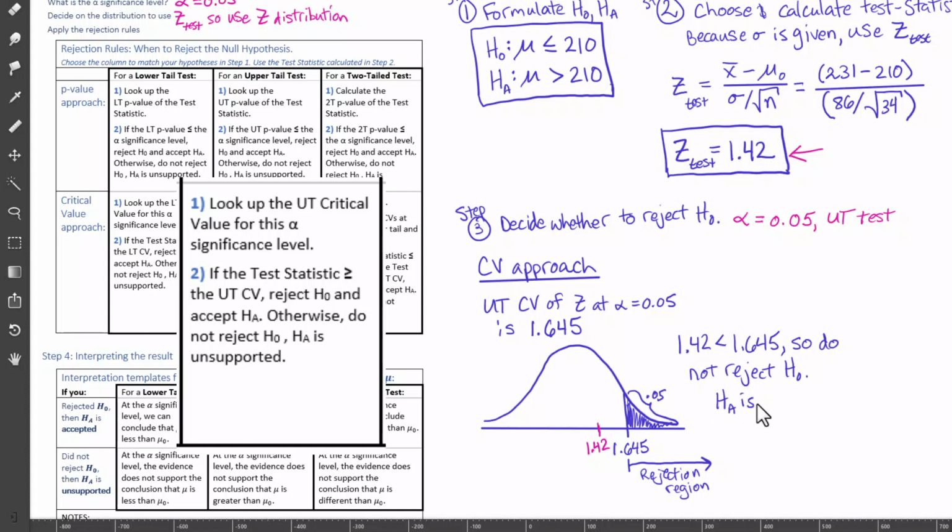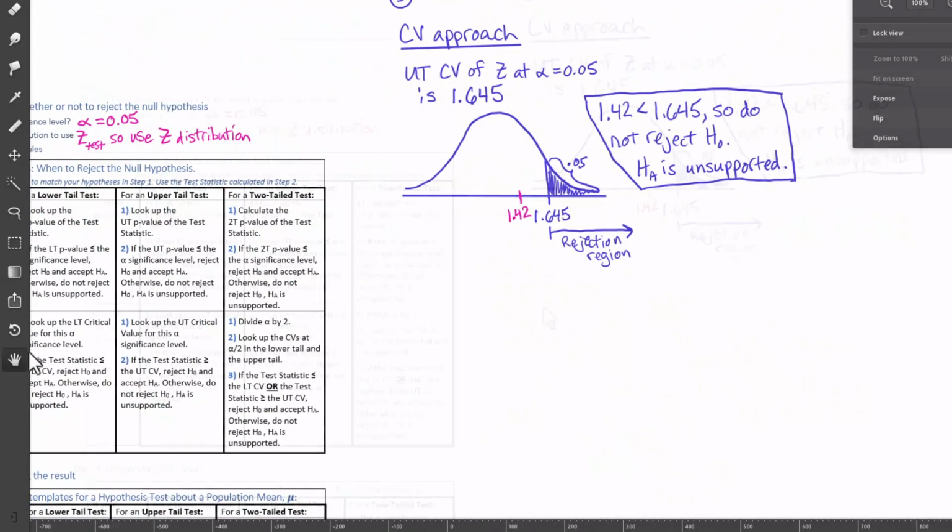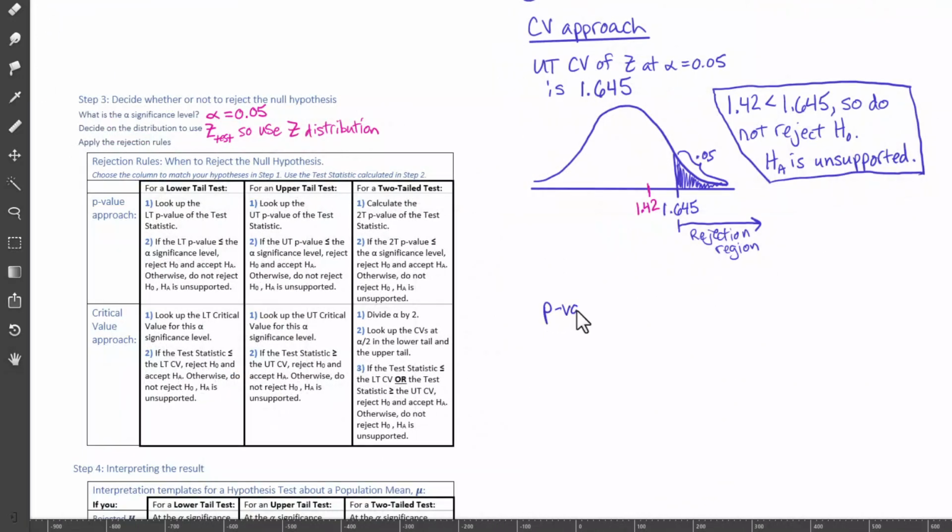When we cannot reject the null, that means there is no evidence in favor of HA, which means that HA is unsupported by the evidence. Now that we've covered the critical value approach, let's take a look at the p-value approach.